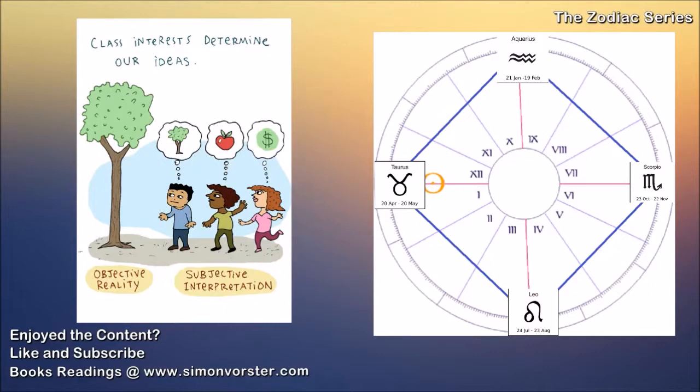So the relationship between Aquarius and Leo creates this energy that you see on the left-hand side over there, right? Class interprets determine our ideas. As you can see, there's a tree, objective reality, Aquarius. We know that Aquarius is detachment, and we go to subjective interpretation. This person sees a tree, this person sees an apple, and this person sees money, right? Everybody's perspectives are different relative to their subjective interpretation, Leo, okay?